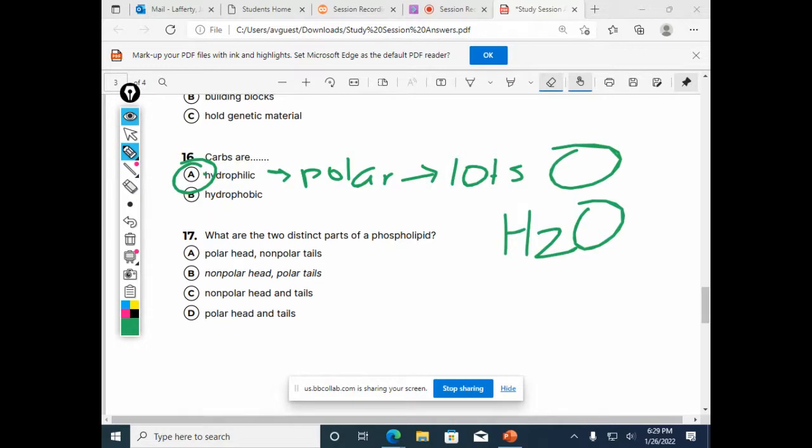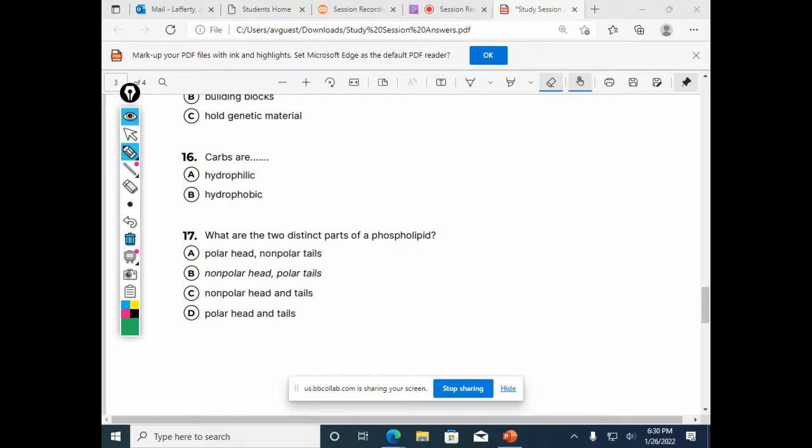Good job. Okay, what are the two distinct parts of a phospholipid? Good. So remember, this is what we talked about in class today. You have a polar head, and then you have two nonpolar tails. Good.